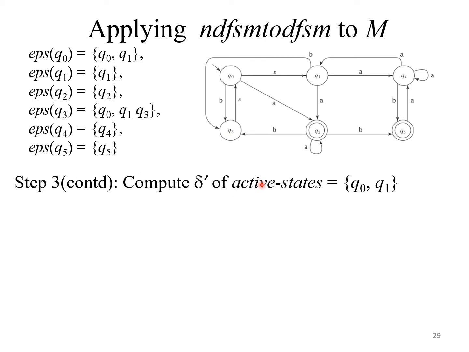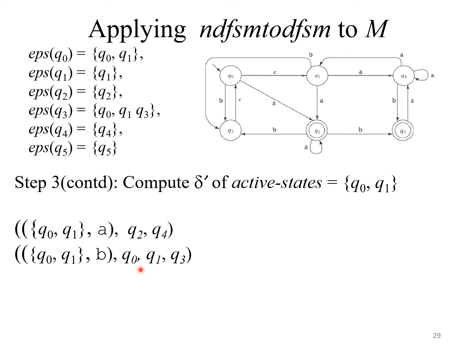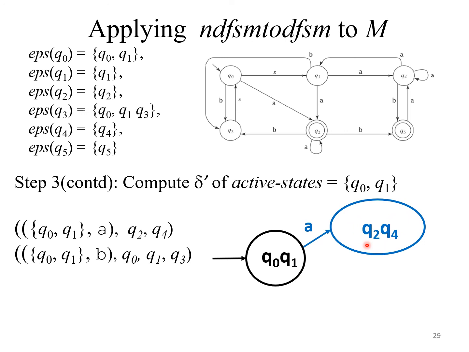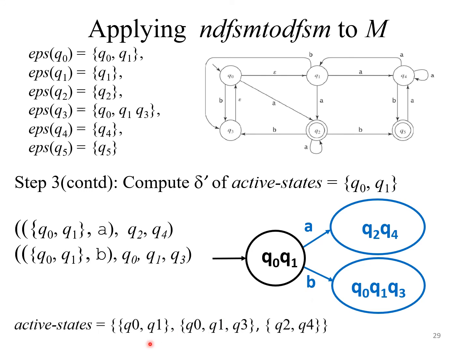The next step is to compute the delta transitions for the only active state q0 q1. So q0 q1 on a goes to q2 q4, and q0 q1 on b goes to q0 q1 q3. That is, from q0 q1, a goes to a new active state q2 q4, and b also goes to a new active state q0 q1 q3. So as of now we have three active states, q0 q1, q2 q4, and q0 q1 q3. The next step is to compute the delta transitions for the active states q2 q4 and q0 q1 q3.